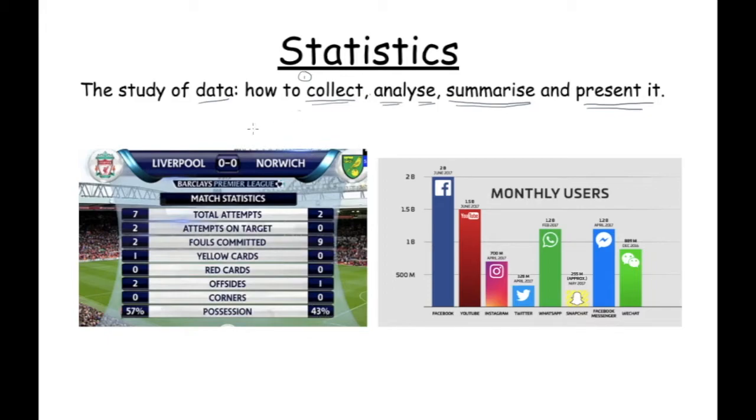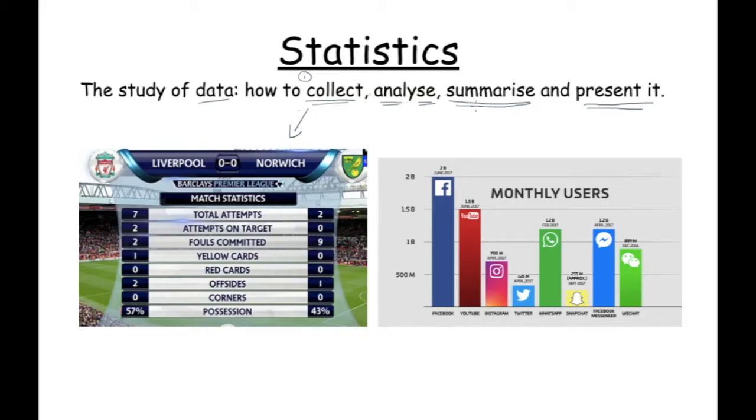So somebody had to collect these, okay? One person or two people or a team of people had to collect all this information while they were watching the game. They had to analyze it. So they had to figure out, okay, they had to count how many minutes that a Liverpool player had the ball and then how many minutes a Norwich player had the ball. And then they had to add up how long Liverpool had the ball in the first half and how long Norwich had the ball in the first half. And then they had to figure out these percentages.